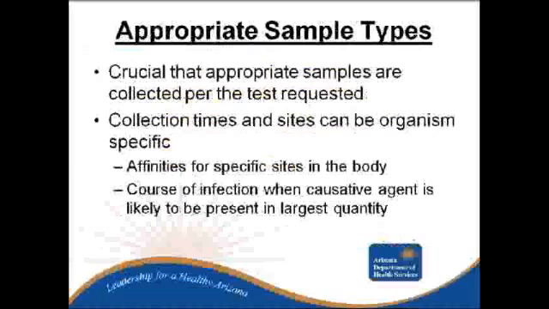the appropriate sample types based on the test you are requesting. The collection times and sites of the organism suspected really is important. There can be different affinities for specific body sites, or the course of infection for when you're collecting the sample can really play a big role. So again, if you're ever unsure, be in close communication with your hospital doctors or your state or local epidemiologists.